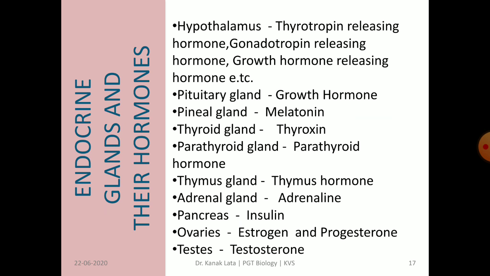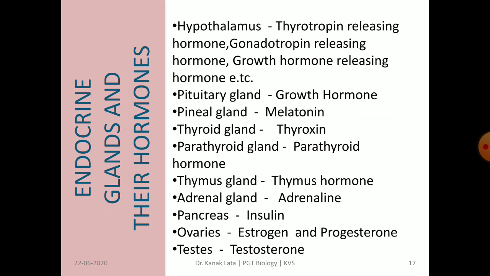Now we will see the different endocrine glands and their hormones. So let us see what the different endocrine glands are. The first gland in the human being is the hypothalamus, and it releases thyrotropin releasing hormone, gonadotropin releasing hormone, and growth hormone releasing hormone.